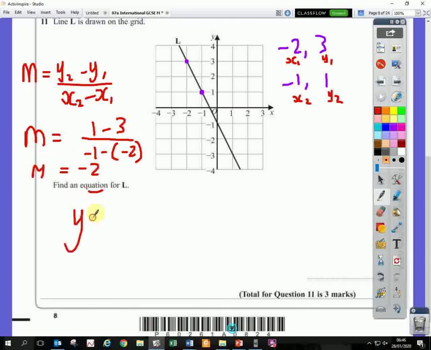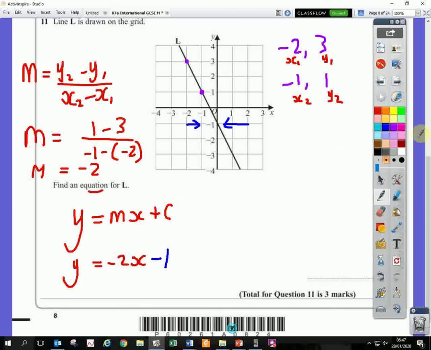Now the equation of a straight line is in the form y equals mx plus c at GCSE level. So y equals minus 2x plus c. C is where the line intersects with the y-axis, the y-intercept. So as you can see there, it crosses at negative 1. So you can leave your answer like this.